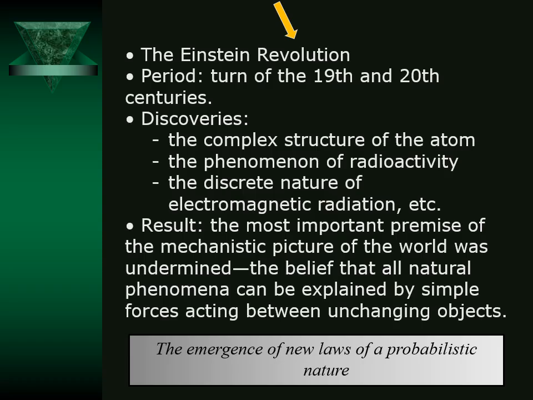During the Einstein revolution, the structure of the atom, the phenomenon of radioactivity, and the discreteness of the nature of electromagnetic radiation were discovered. Other discoveries also contributed to scientific and technological progress, thanks to which we now enjoy many benefits of civilization, in particular, thanks to the study, understanding, and use of the very complex structure of the atom, the phenomenon of radioactivity, and properties of electromagnetic radiation.